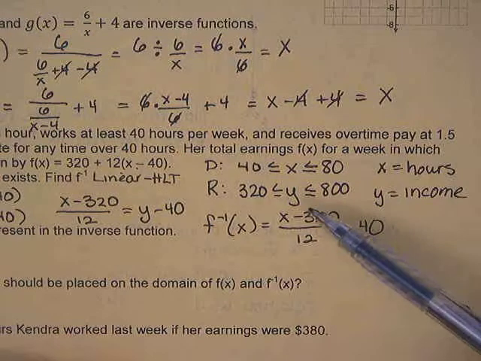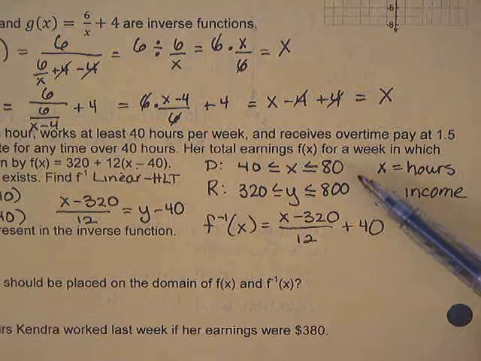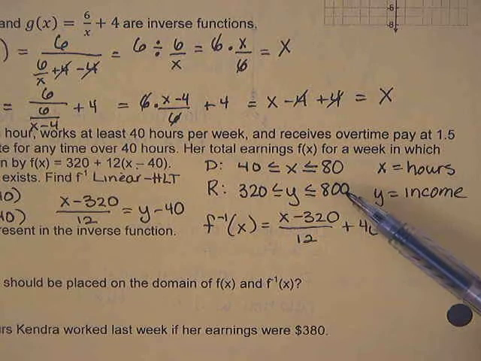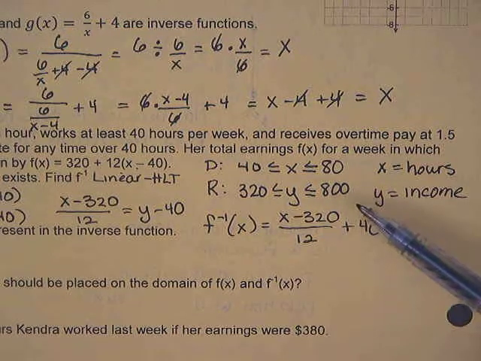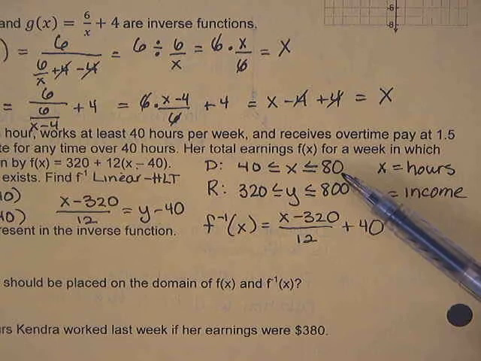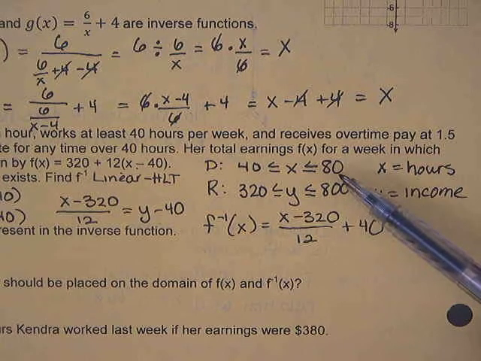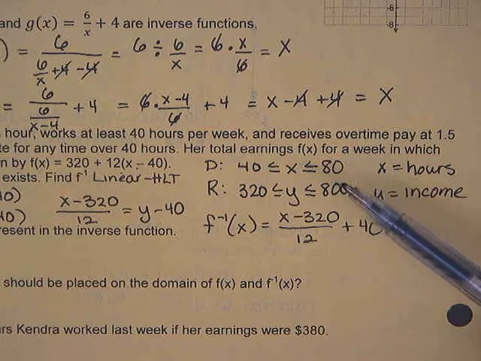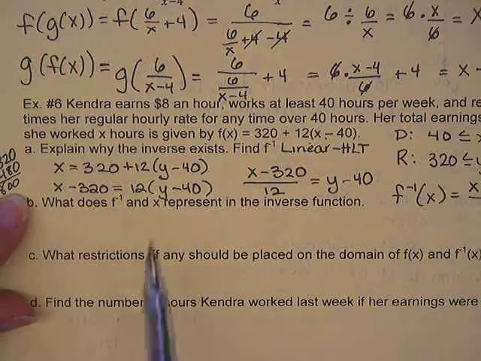This function, x minus 320 divided by 12 plus 40, has a domain of 320 to 800. Those are the possible incomes for Kendra if she works between 40 and 80 hours. And the outputs would be the number of hours she'd have to work for a particular amount. And those would be between 40 and 80. So that's what part B is asking.